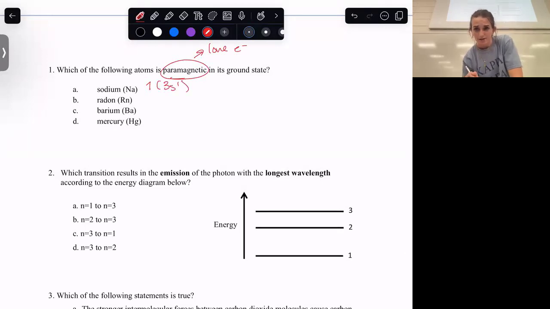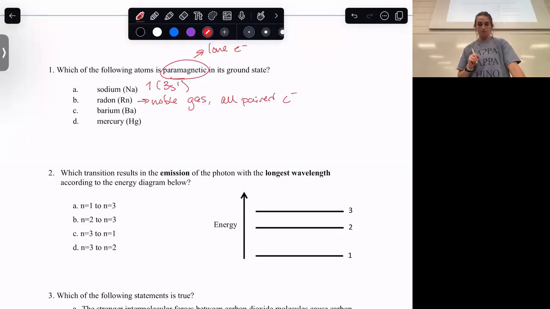What is radon? Does anyone know? It's element 86. It's actually a noble gas. So do noble gases have any unpaired electrons? No. So this is a noble gas. Right, that's all paired electrons.